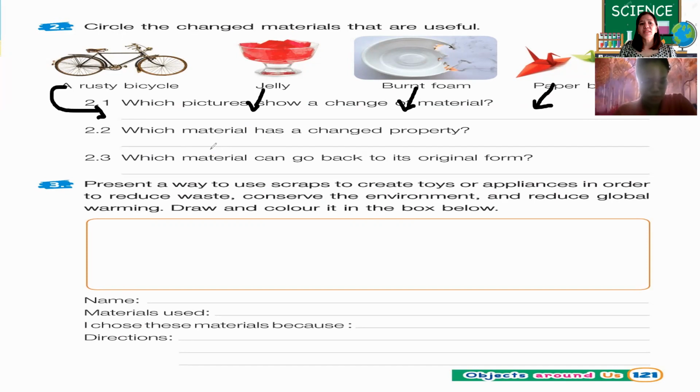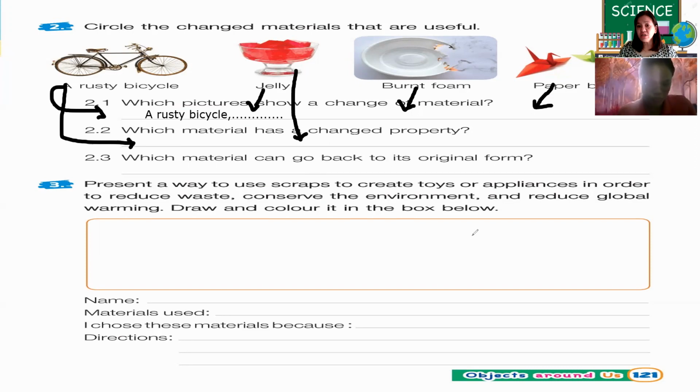Write them all as the answer. All right. Number 2, which material has a change property? Property, meaning property like the metal, the smooth metal changed to rusty. So yes, the rusty bicycle goes here. The jelly, yes, the property changed from powder to liquid to solid. So the property changed. So we write it also there.